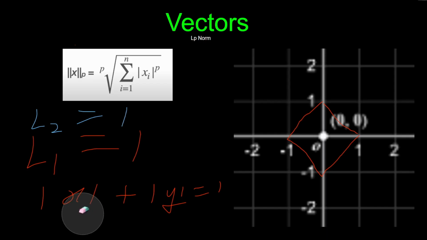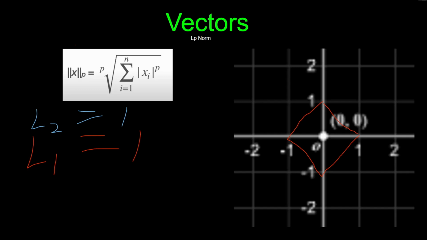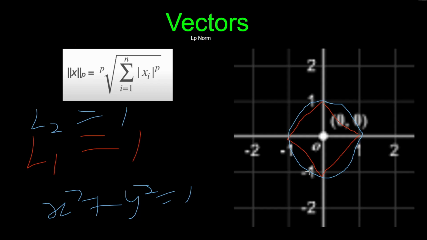So this can be represented as the equation of a circle: x square plus y square equal to 1. It is nothing but a unit circle with the origin as the center and radius 1. Every point on this circumference will satisfy the equation and thus satisfy the L2 norm.